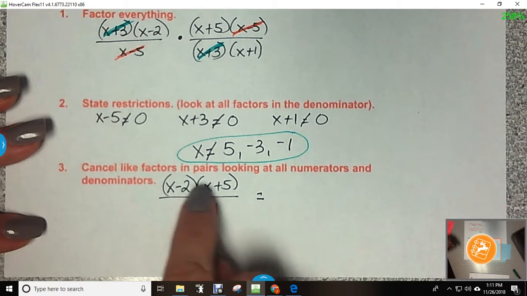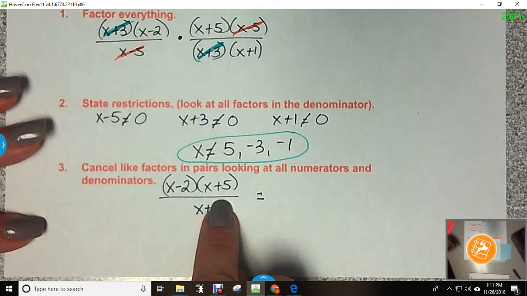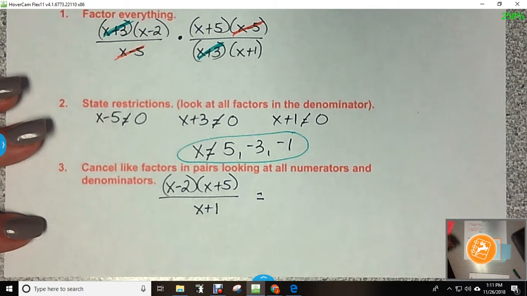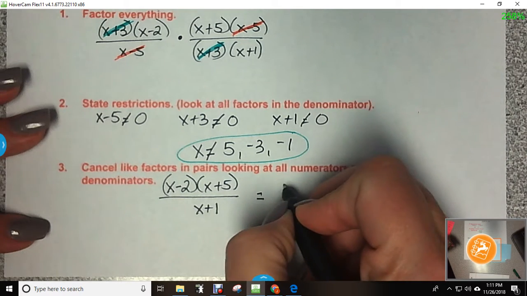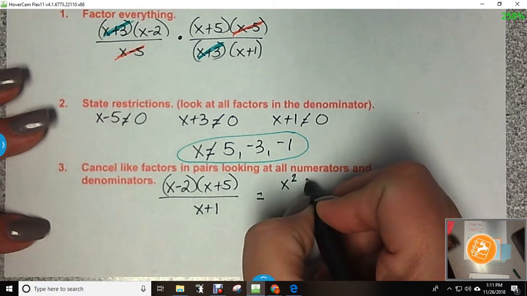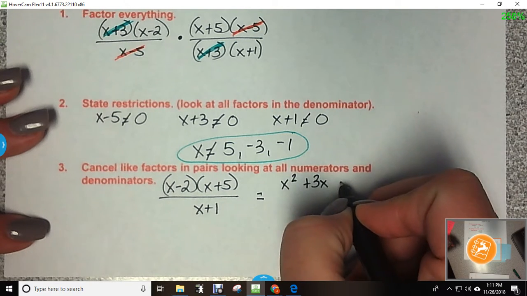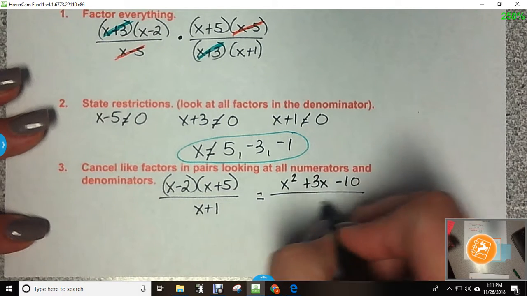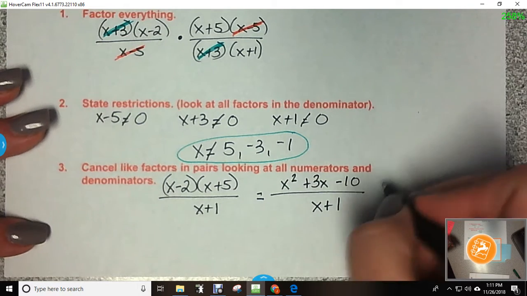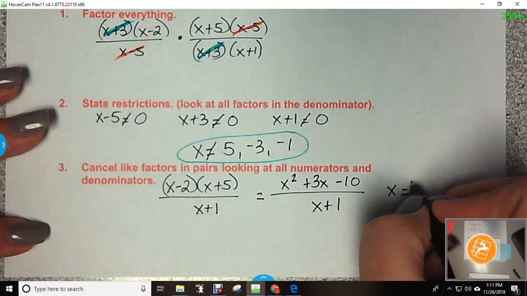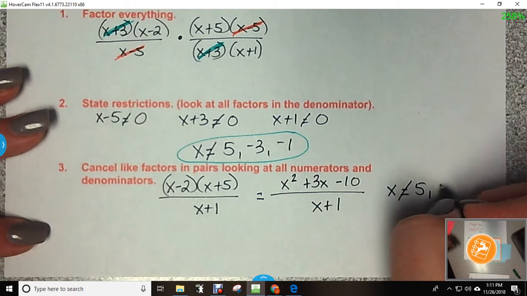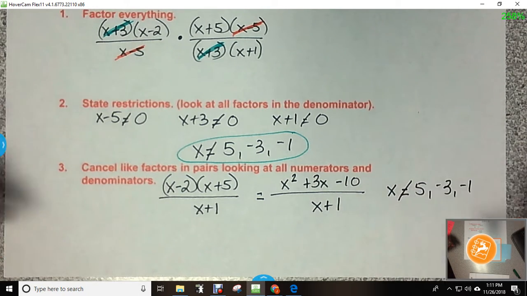Now, sometimes it's fine to leave it just like this, and MathXL will, I think, give you instructions on which way they want you to leave it. For me, if you've got 2 terms to multiply, go ahead and do it. If you've got 3 terms or more than that, just leave it factored. Okay, so for this one, if I multiply this, I'm going to end up with x squared plus 3x minus 10 over x plus 1, with x not equal to 5, negative 3, and negative 1.